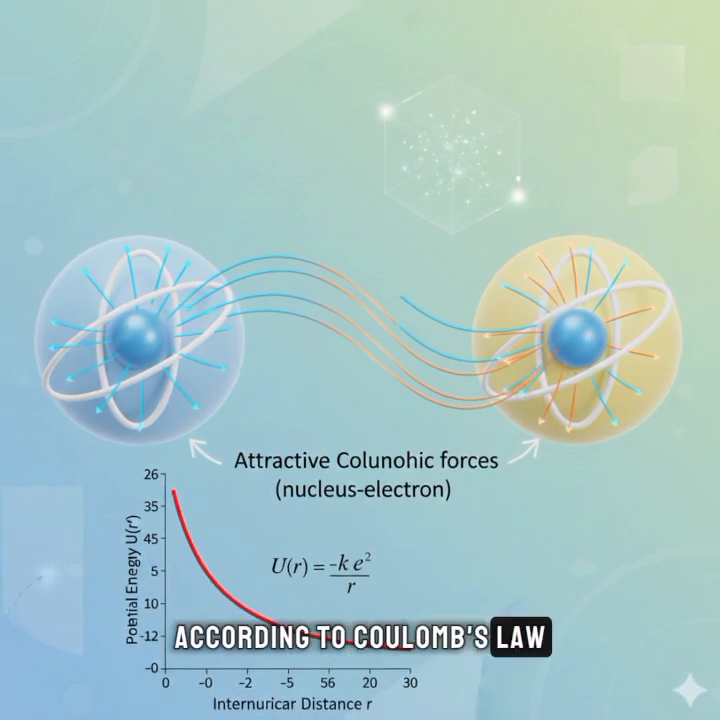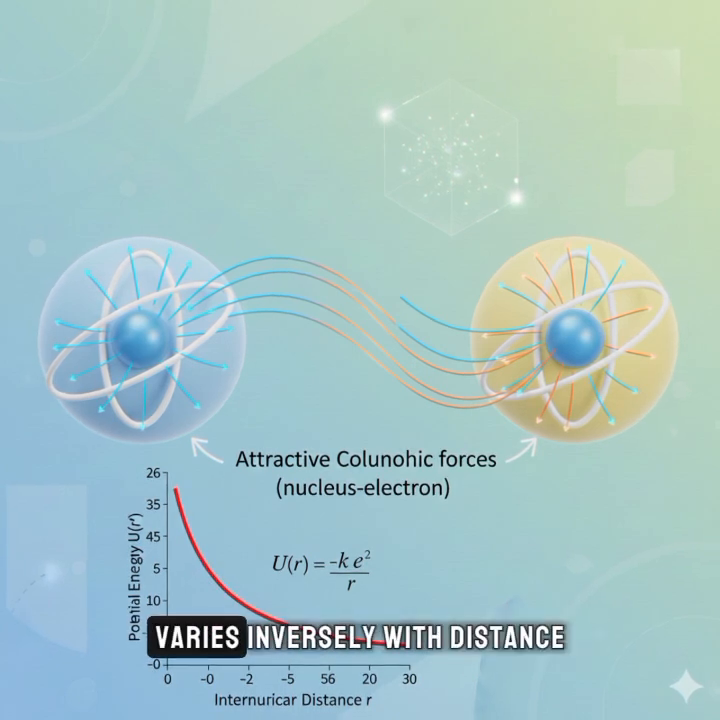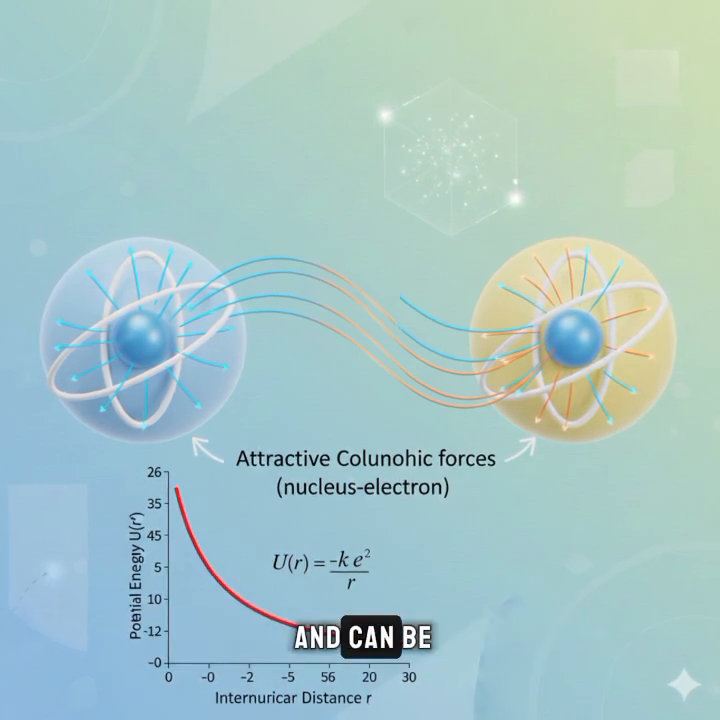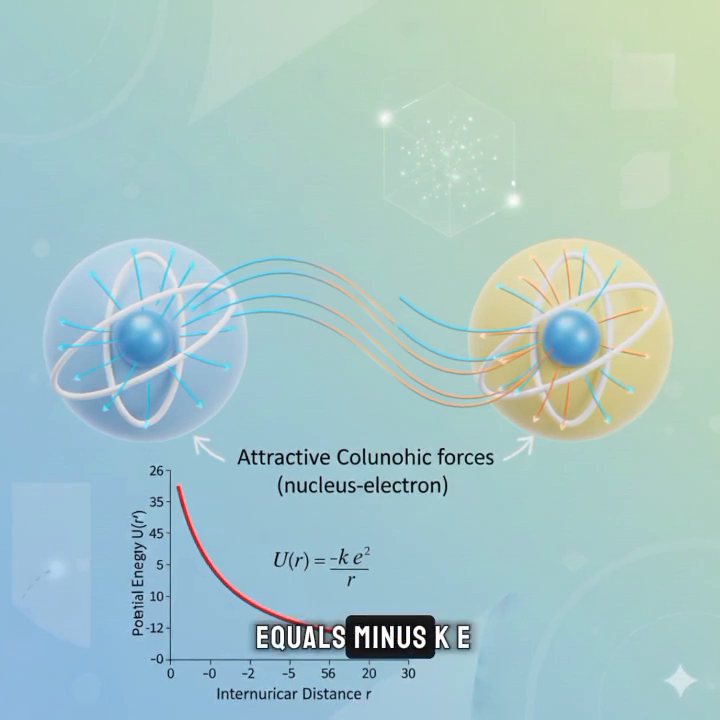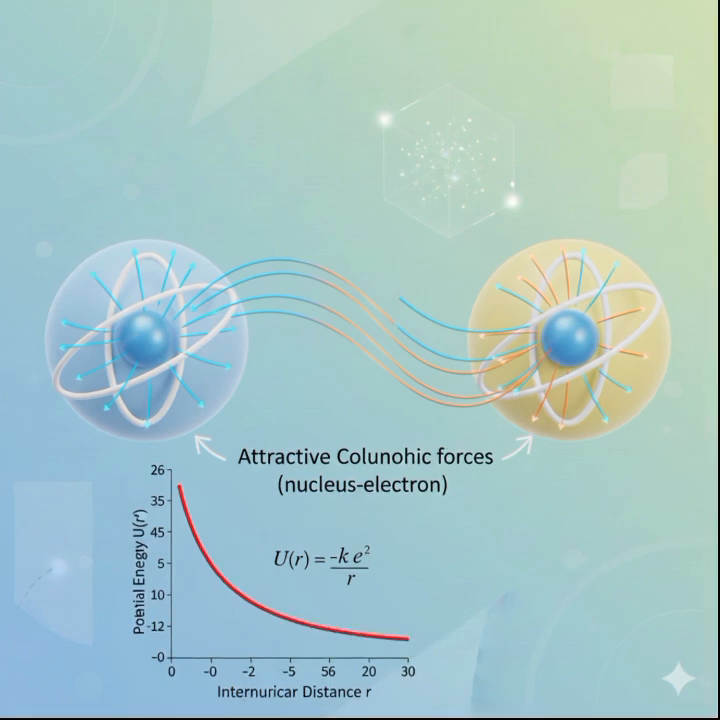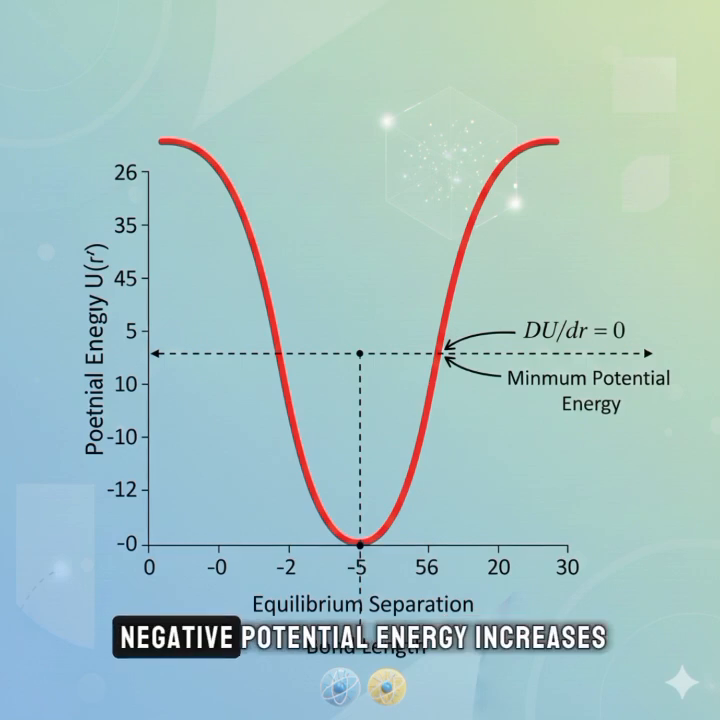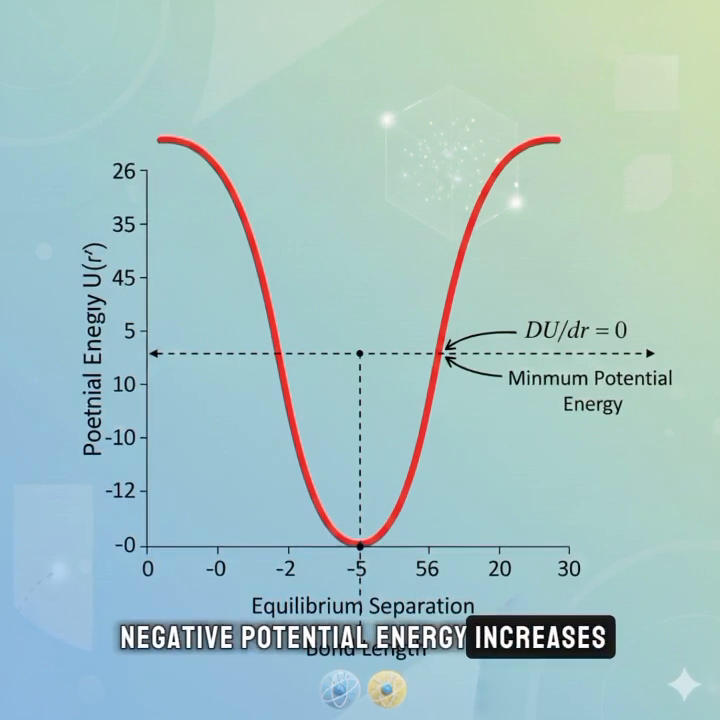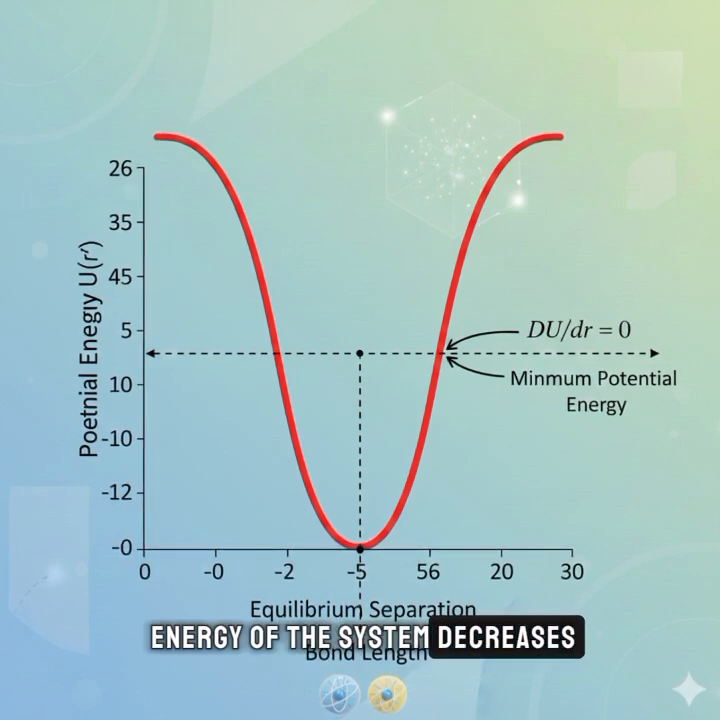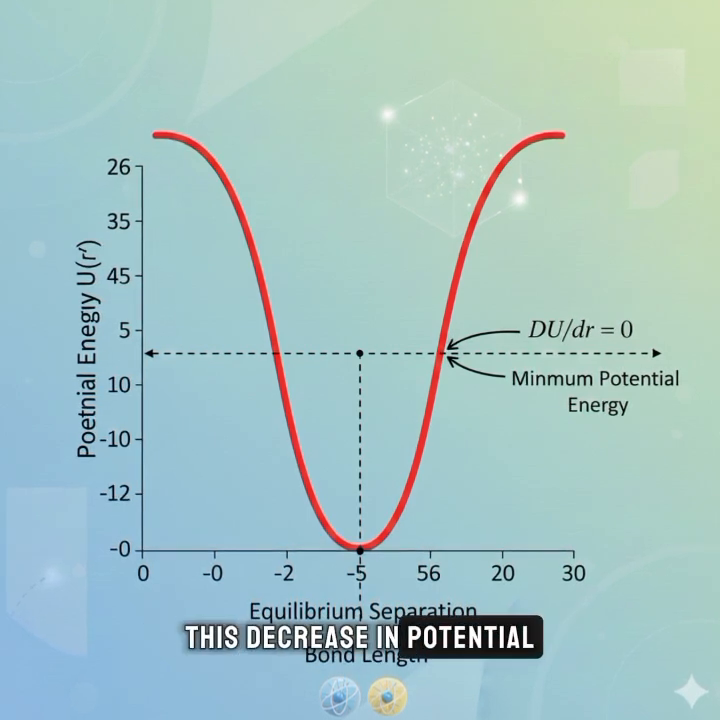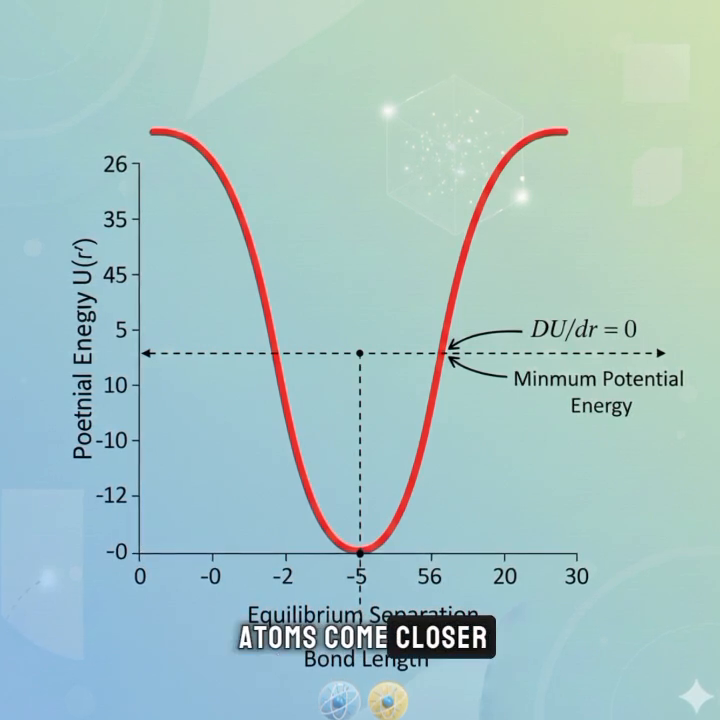According to Coulomb's law, the electrostatic potential energy between charges varies inversely with distance and can be written as U(r) = -ke²/r. As the separation r decreases, the magnitude of this negative potential energy increases, so the total potential energy of the system decreases. This decrease in potential energy means the system becomes more stable as atoms come closer.